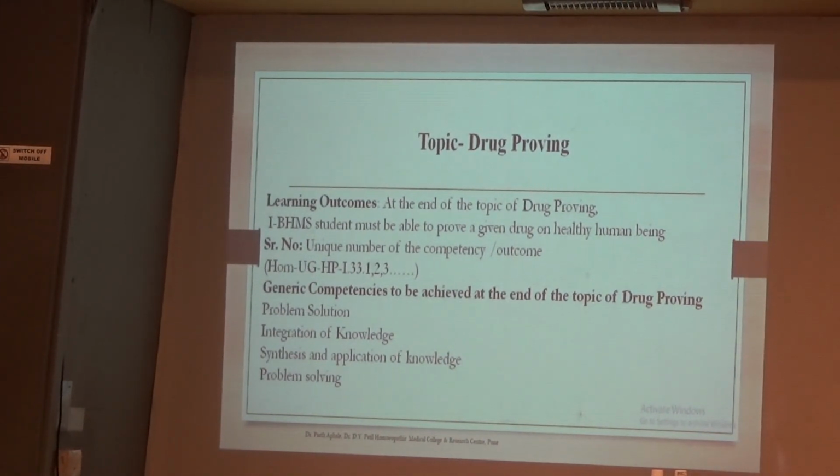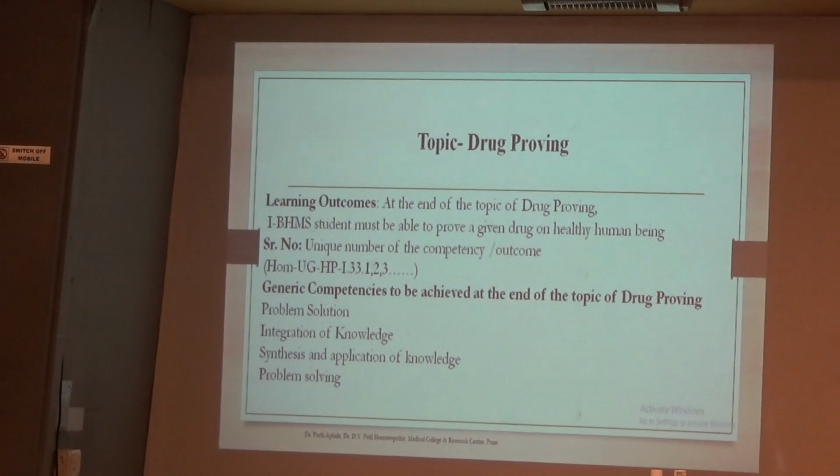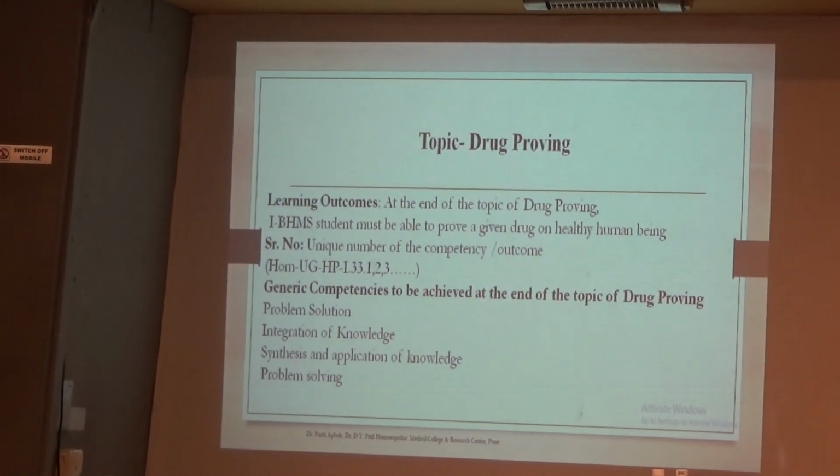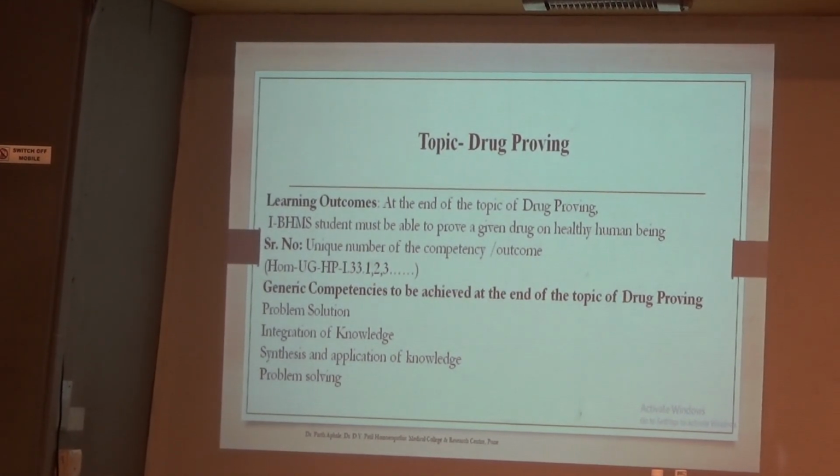Now coming to drug proving. Learning outcomes: at the end of the topic of drug proving, the first BHMS student must be able to prove a given drug on a healthy human being. Serial numbers are given. Generic competencies: integration of knowledge, synthesis, application of knowledge, and problem solving.